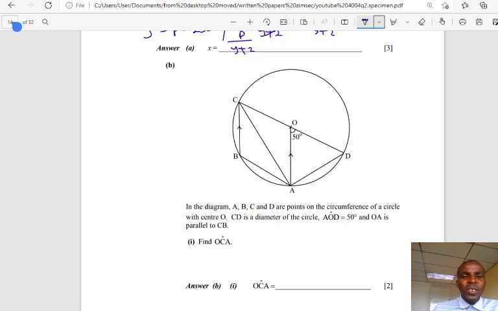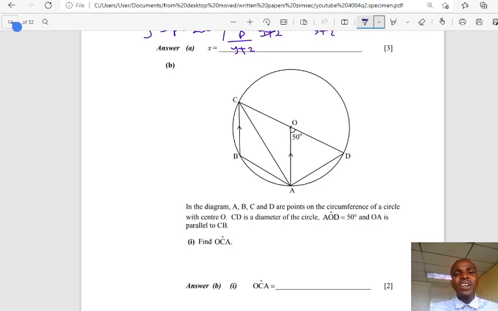Right, then on this one, it's circle geometry. In the diagram, A, B, C, D are points on the circumference of a circle with center O. CD is the diameter of the circle, angle AOD is 50, everything is given there. Find OCA. If you can see quadrilateral ABCD, all of the points touch the circumference of the circle, then it becomes a cyclic quadrilateral.